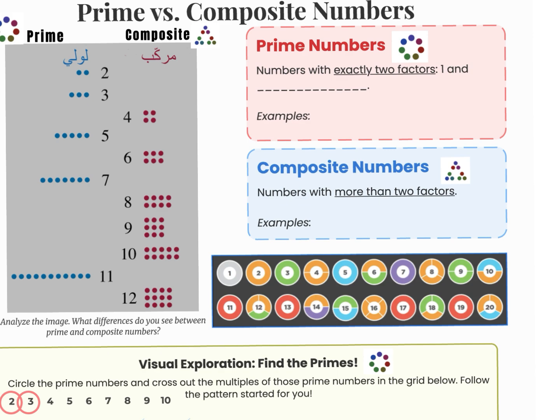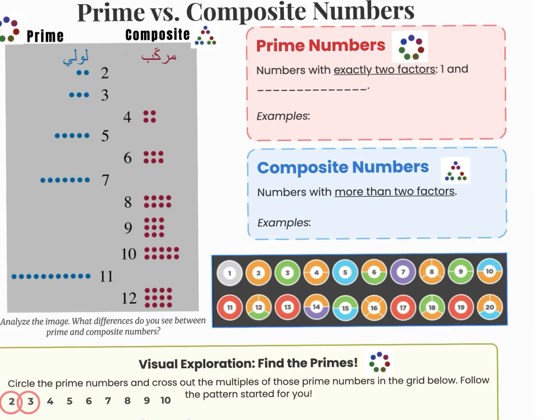So hopefully you started to notice that with our prime numbers, like 2, 3, 5, 7, 11, with this visual, or with our circles, there's only ever one group. So like one group of 2, one group of 3, one group of 5, one group of 7, one group of 11, or just a single color, and it's not cut up any other ways.